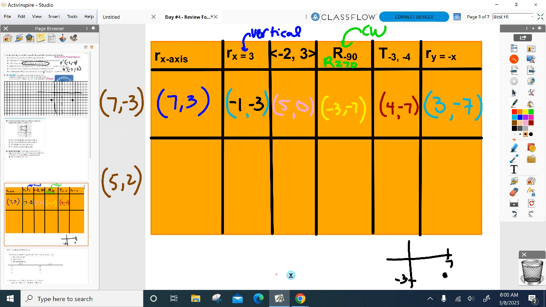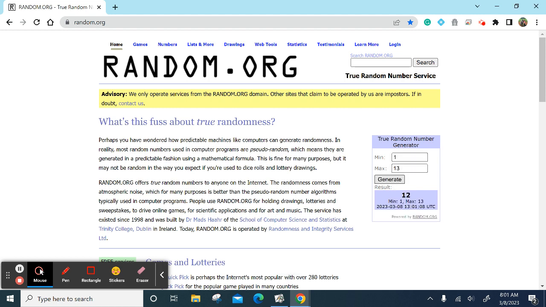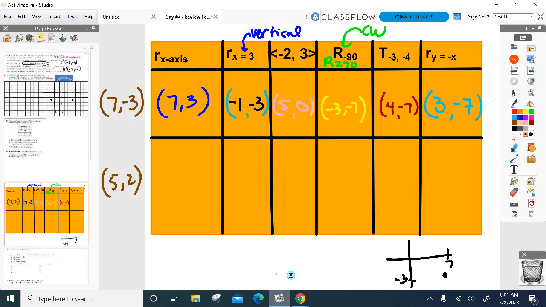There's 6 of them. All right, can I get 6 different people going? Reflection through the x-axis. Where are we? 12. 5, -2. Good job. Got 5, -2 over the x. If you ended up with -5, 2, that was the y-axis. Make sure you got the right axes.